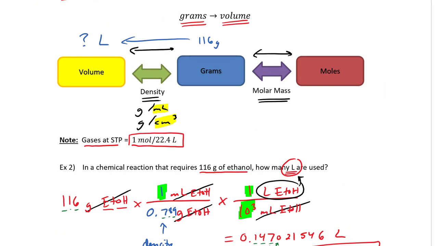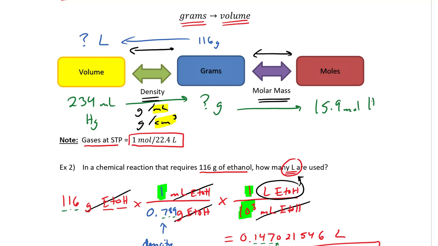So as you can see here, we started with 234 milliliters of mercury. We used density to convert our volume to number of grams of mercury, and then we used the molar mass to convert to the number of moles of mercury, 15.9 moles of mercury. So you might want to add this section onto your chart. Perhaps I'll make one and post it in the lecture notes for you. Again, we're using density to convert volume to mass, or mass to volume.